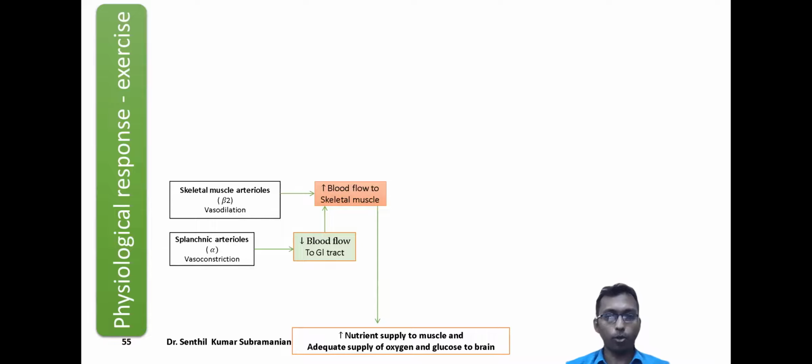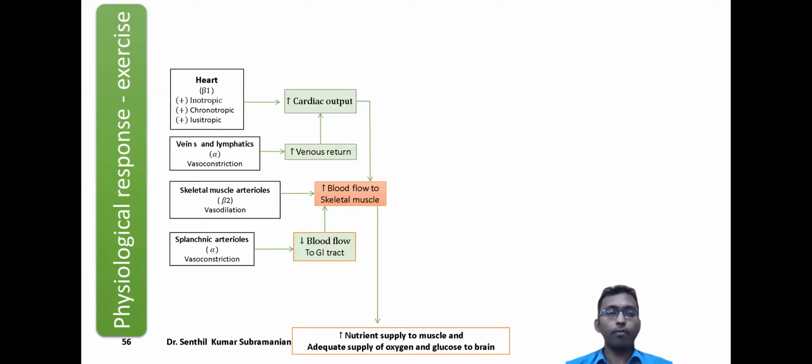Catecholamines can act on splanchnic arterioles through alpha receptors to cause vasoconstriction. This redirects the blood flow from the GI tract to the required skeletal muscle. The catecholamines can also act on the skeletal muscle arterioles. Here, the action is different. Now it acts on beta-2 receptors to cause vasodilation rather than vasoconstriction. By these two mechanisms, the blood flow to the skeletal muscle is increased.